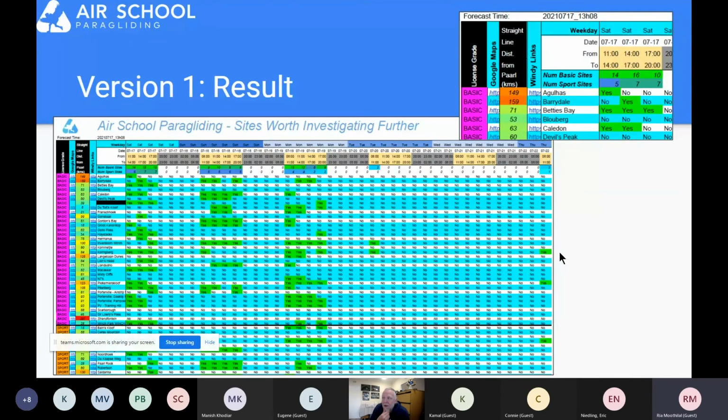And in terms of how my brain works, a table was a very useful format because it allowed me to look at the time scale, as you can see across the columns. So I can see Saturday, Sunday, Monday, Tuesday, Wednesday. I've got my sites going down the rows. I also have them split by the grading. So the first column is the license grading. Is it a basic license site? Is it a sport license site?